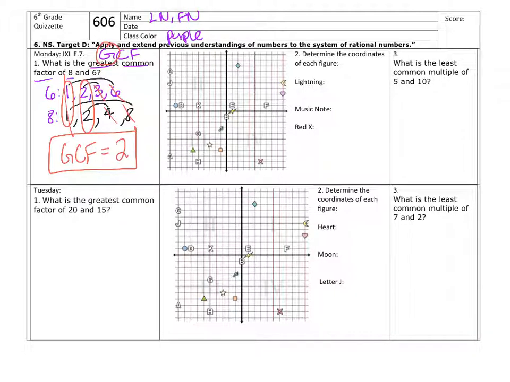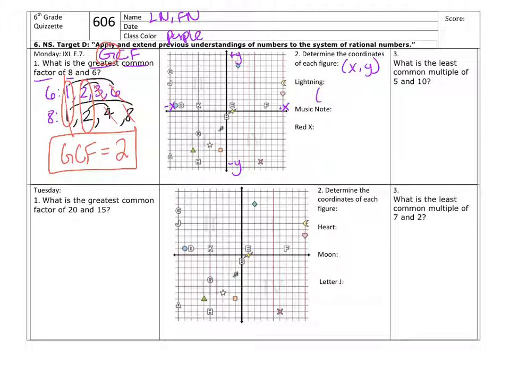So again, it says determine the coordinates of the figure. Remember, when you write coordinates, it's X and Y. And these are the X's. These are the positive X's. These are the negative X's on this side. These are the positive Y's above the 0. And then underneath the 0, these are the negative Y's.